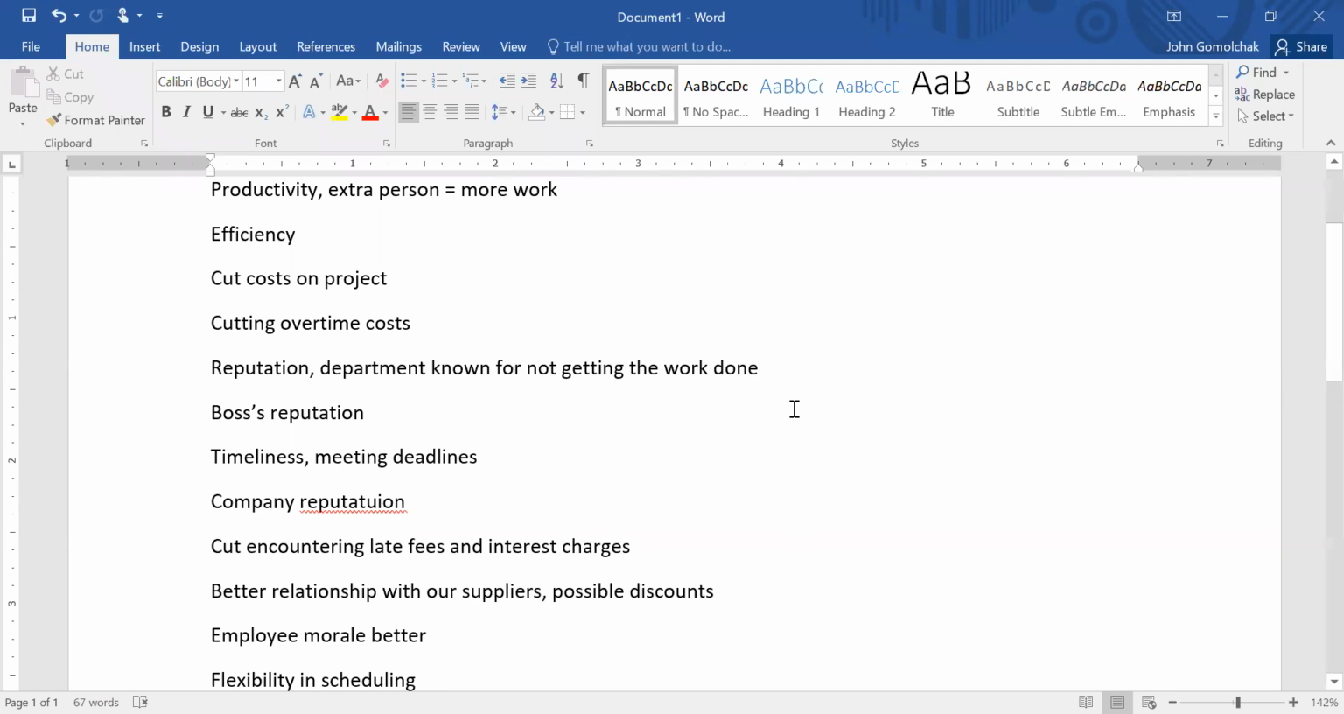That, of course, will improve the reputation of the department, and as a side effect to that, improve the reputation of each of the employees and also the management, meaning that it would increase your reputation in the company if we were able to get our job done in a more timely manner. Okay, that was pretty direct if you think about it. Then what I want to do is hit timeliness and meeting deadlines, because that one's going to be directly related to countering late fees and interest charges.